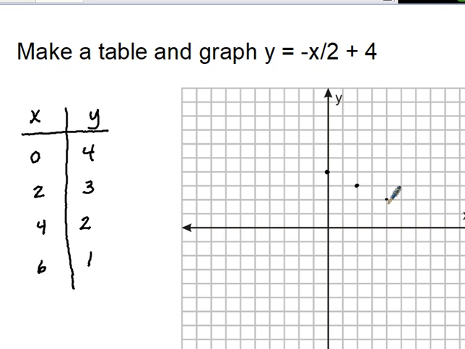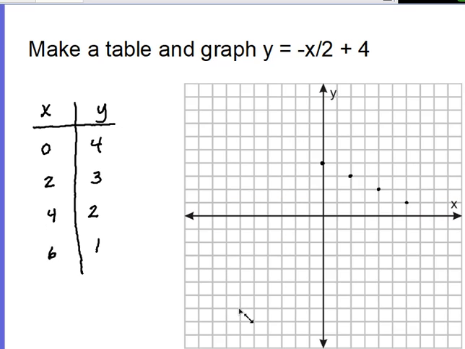And the last one, 6, 1. Again, we start at the origin, and we go over 6 units and up 1 unit. So I've got points, plenty of them, to graph my line. Now I'm going to go ahead and extend a line that passes through these points. That's a terrible line. Let me try that again. There we go. That's a little bit better.